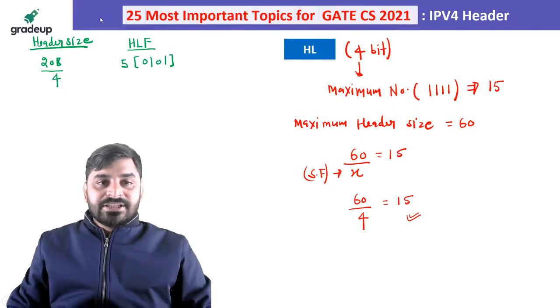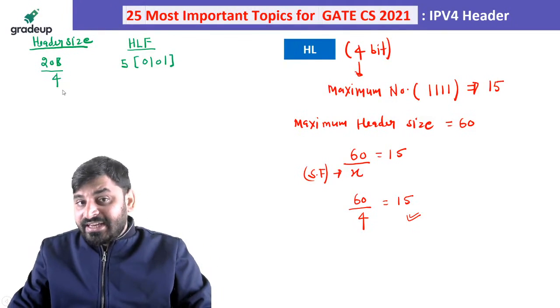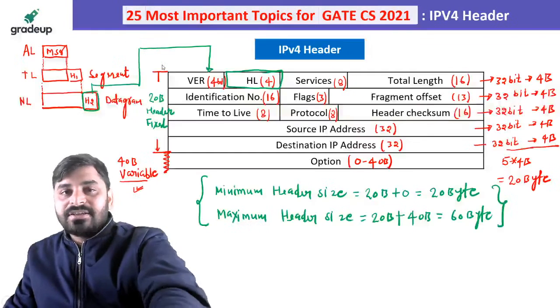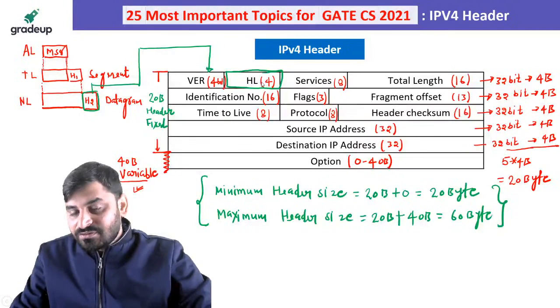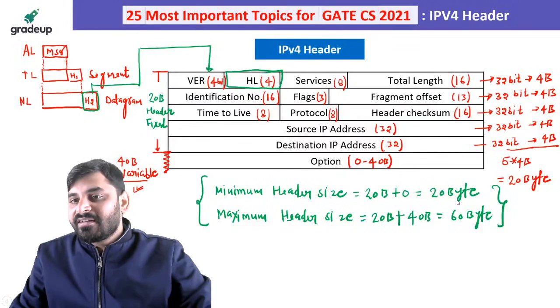So if the header size is 20 bytes, my dear friends, I will divide by 4, scaling factor 4. I got 5. So 0, 1, 0, 1. So in this header length field, I will write 0101 if the header size is 20.